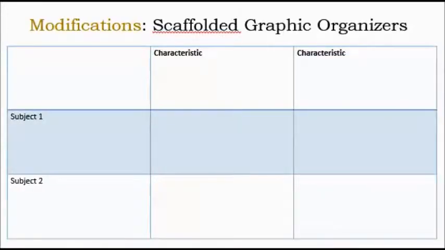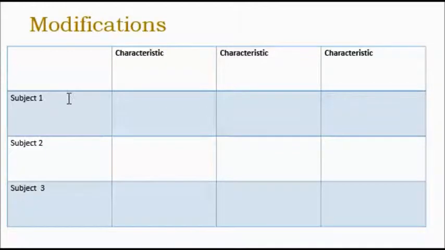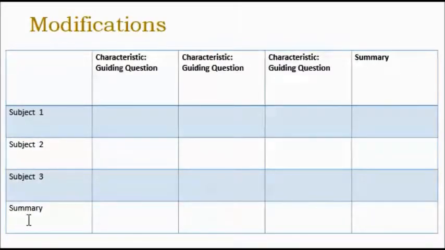One way that you can do that is by, again, eliminating the summary table or the summary row and column like I have in some of my examples before. If you want to make it a little more complex, you can add as many subjects or as many characteristics as you want. And these don't have to be equal. You don't have to have 3 characteristics and 3 subjects. It's just what I did here. If you want your students, and I love this step, you can have them summarize the information.